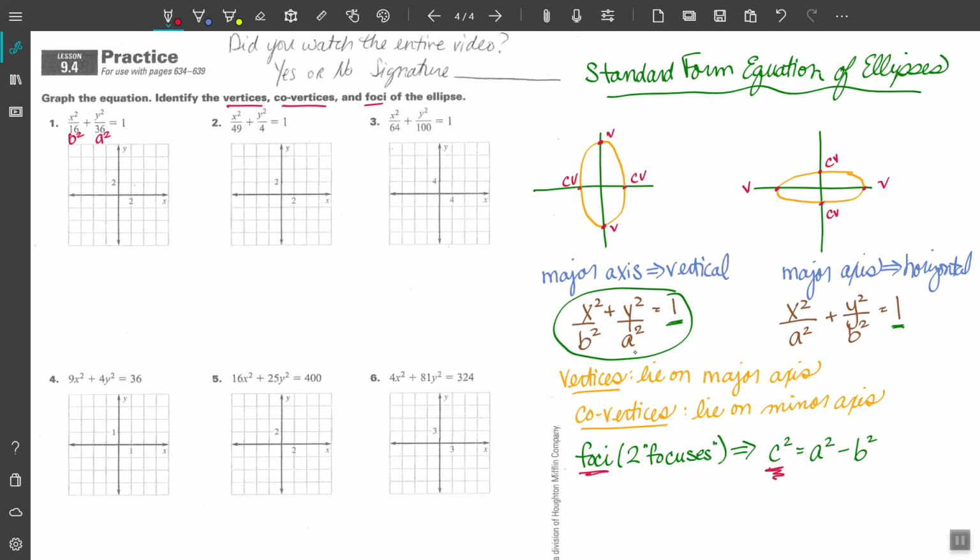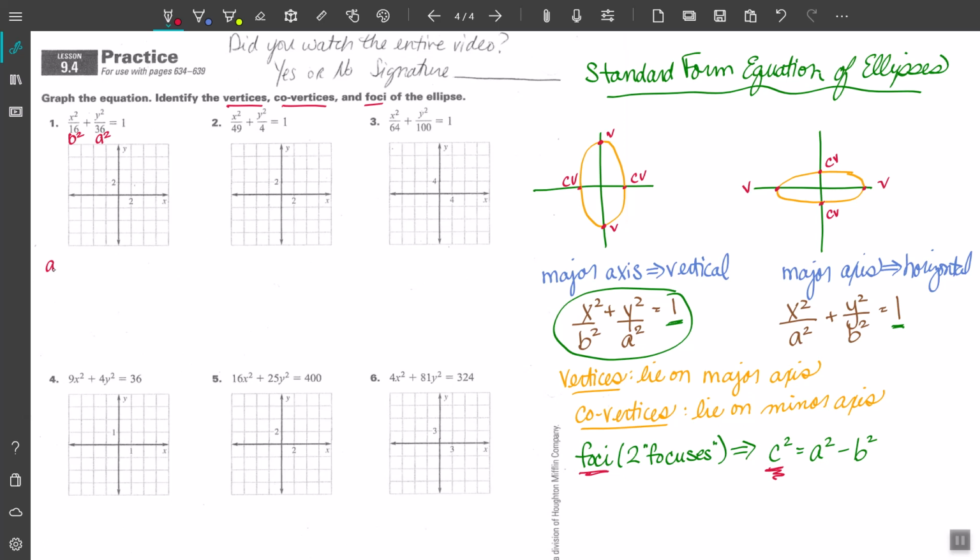So if you come back over here and look at our standard form equations, when we have the a squared term underneath the y squared term, that means that our major axis is running vertical. So this is going to be a vertical ellipse. That also means that our vertices are going to lie on that major axis. So in order to find our vertices, we're going to solve for a.